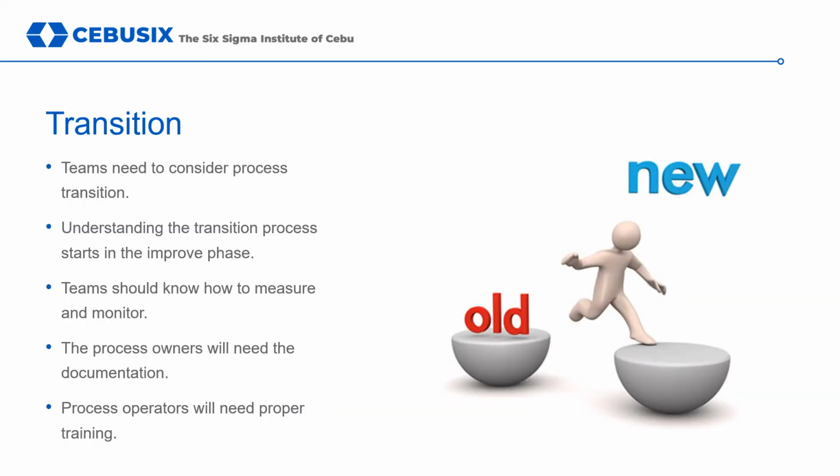During the improve phase of a DMAIC project, teams should begin to consider the need to transition a process back to the business and traditional process owners. Transition is part of the control phase, but teams should move from improve to control with a good understanding of how the process should be measured and monitored. Strong documentation and training during the improve phase helps cement the success of the control phase.